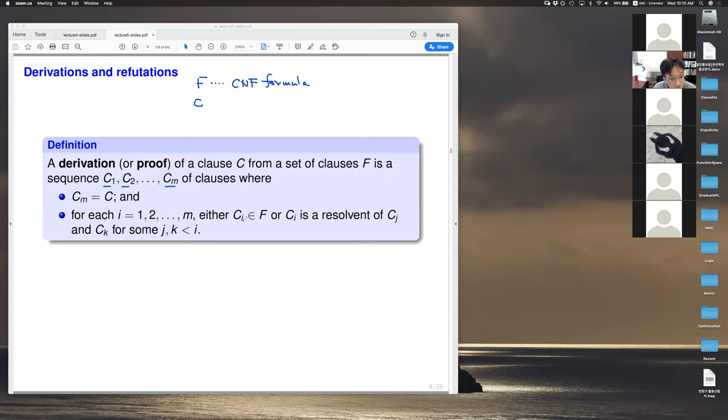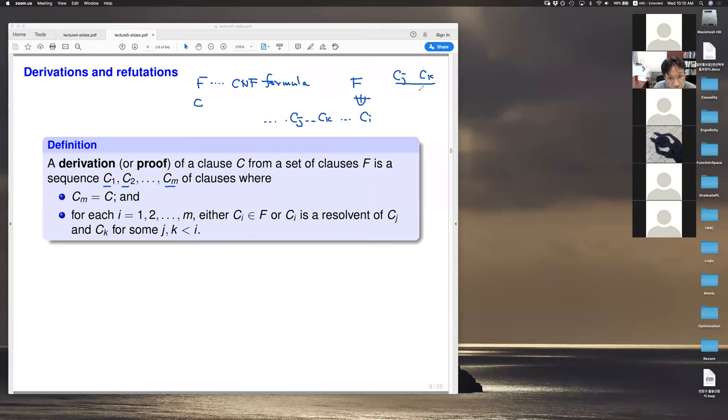So you say that every Ci, something that appears like C1, maybe C2, some Ci that appears here, it can be an assumption, then we don't care because it's something that we assume. Or Ci, if it's not an assumption, has to be a resolvent of some Cj and Ck that appear before this Ci. So if some Ci appears here and it's not in the given formula F, there has to exist some Cj and Ck that appear before Ci, such that Ci is a resolvent of Ck and Cj. Okay. So this is what should happen.